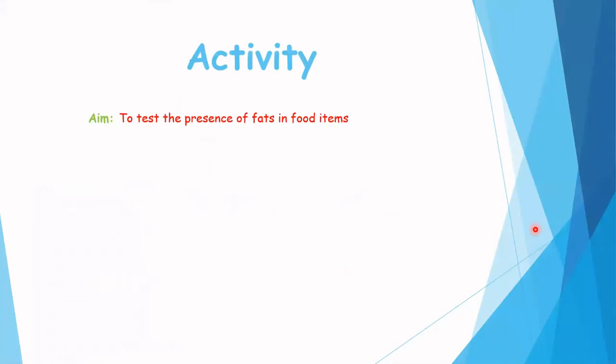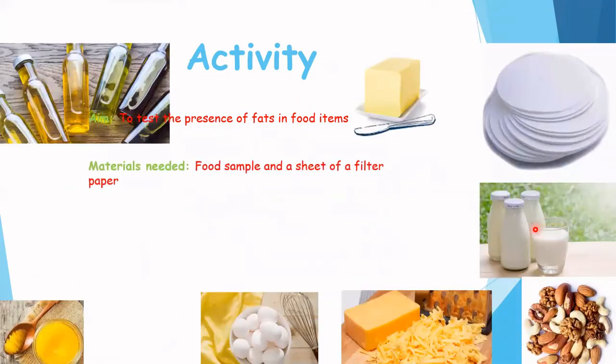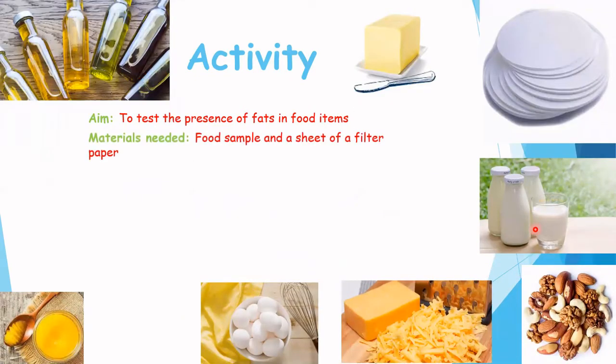Activity: aim to test the presence of fats in food items. Materials needed: food sample and a sheet of filter paper. So food sample you can take anything you want, and a sheet of filter paper. If you don't have filter paper at your home, you can take tissue paper or a normal printing paper too.